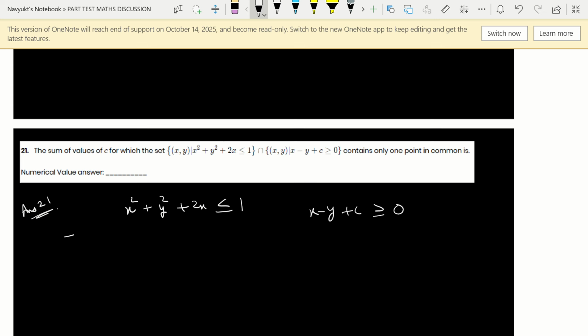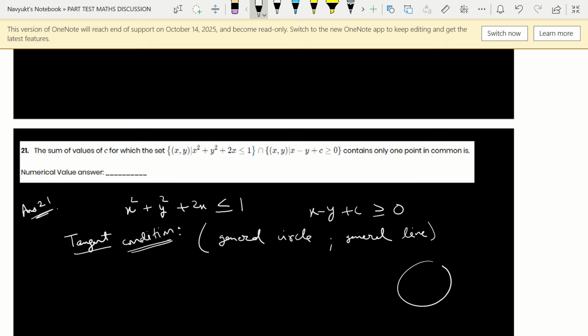So for the tangent condition, what is the tangent condition for any general circle and a general line? That is simple. The circle is there.